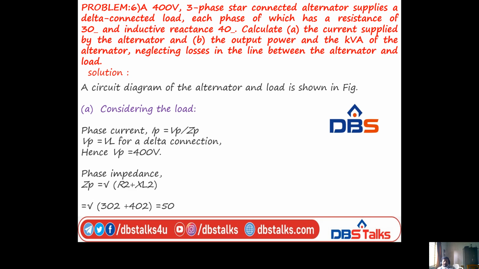Another problem: a 400 volts 3-phase star connected alternator supplies a delta connected load, each phase of which has a resistance of 30 ohms and inductive reactance of 40 ohms. Calculate A, the current supplied by the alternator, and B, the output power and kVA of the alternator, neglecting losses in the line between the alternator and load.